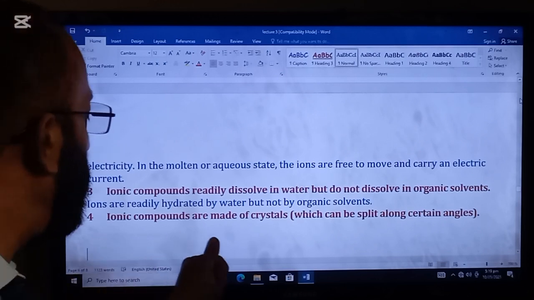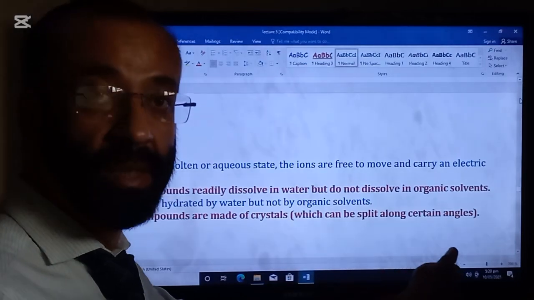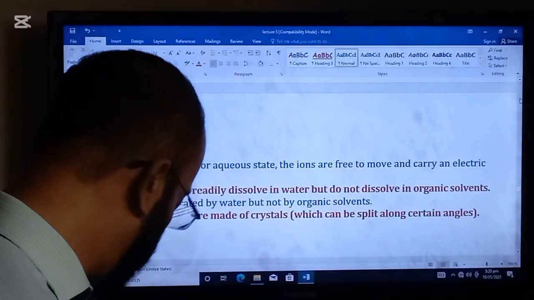Ionic compounds are made of crystals which can be split along certain angles. This is the next property.